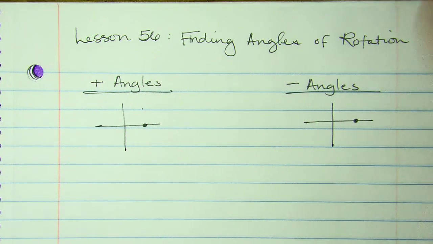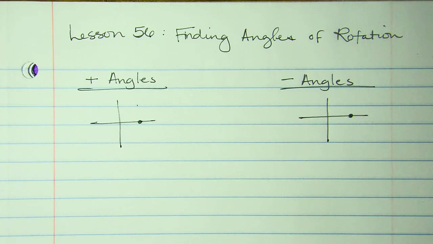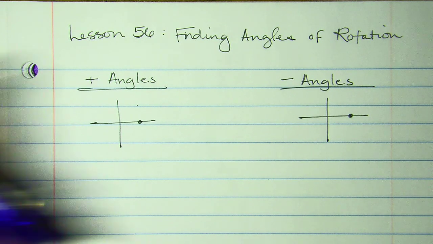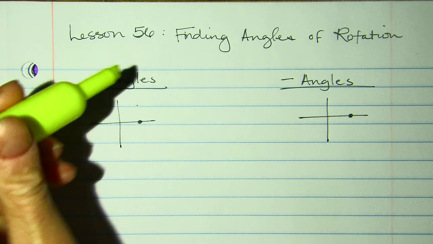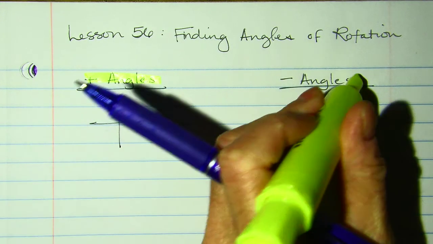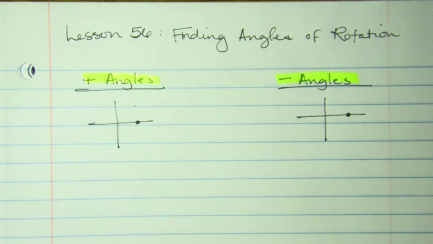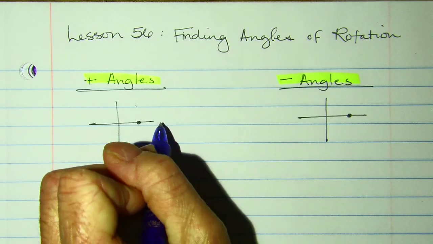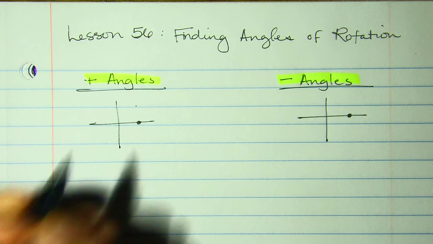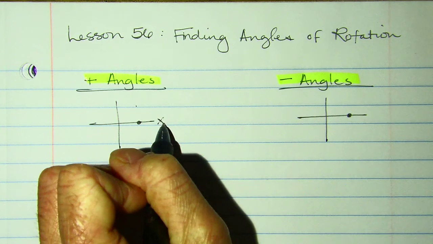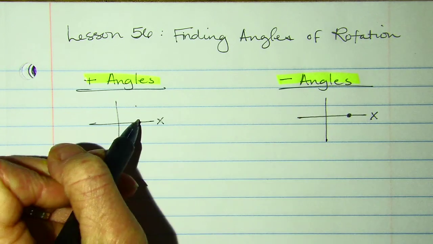Good morning, Algebra 2. We're going to go over angles of rotation and some really important information if you proceed on to trig. So, angles can be formed two different ways. I have two categories written down, positive angles and negative angles. Both angles start at the same place. Notice both angles start on the positive side of the x-axis.